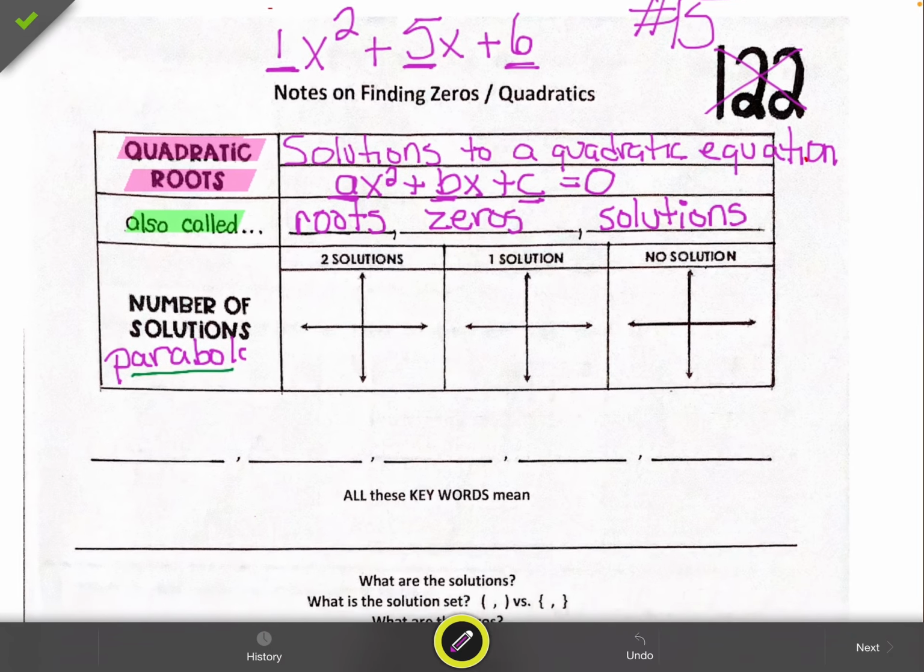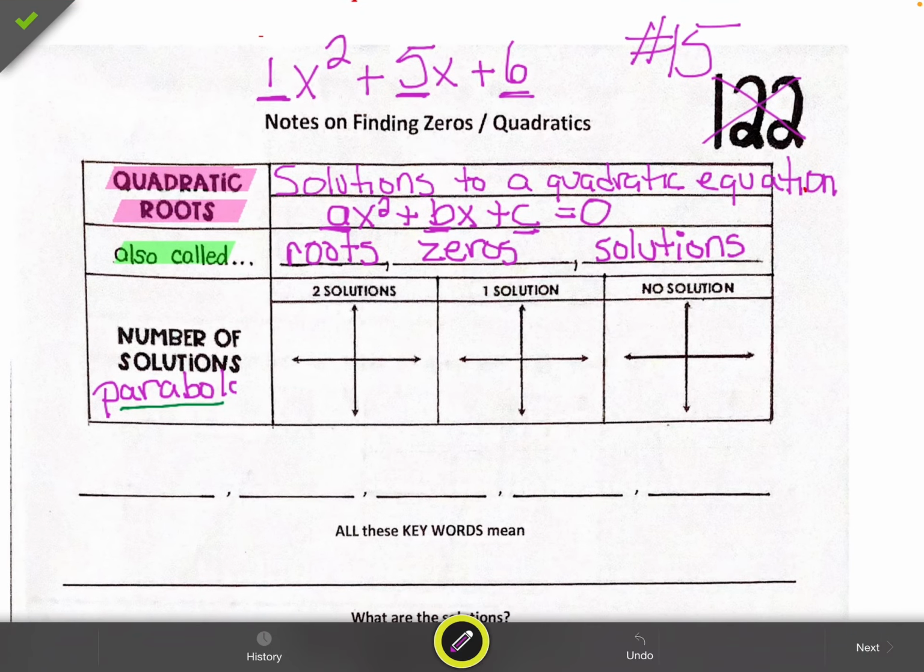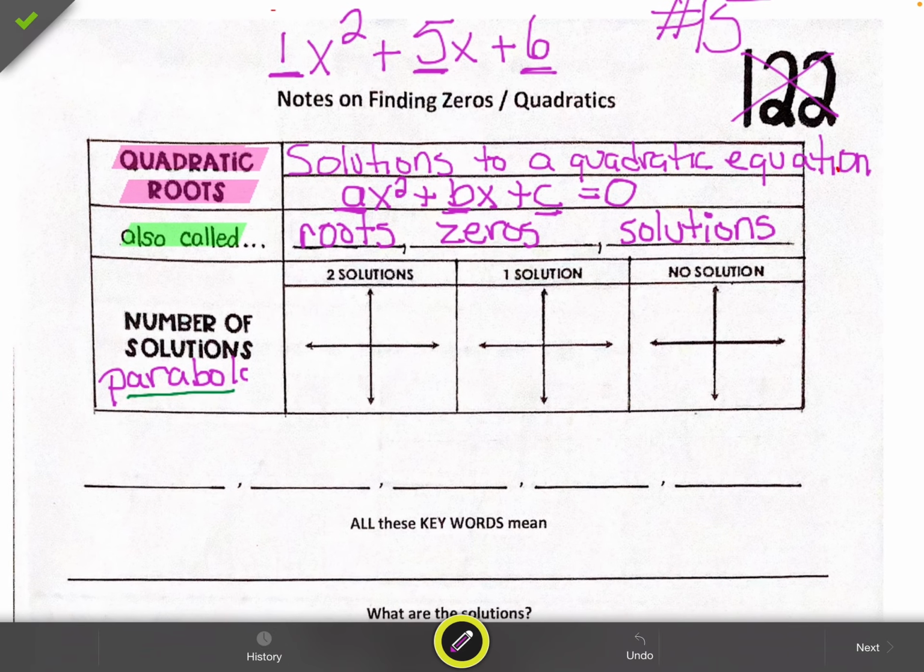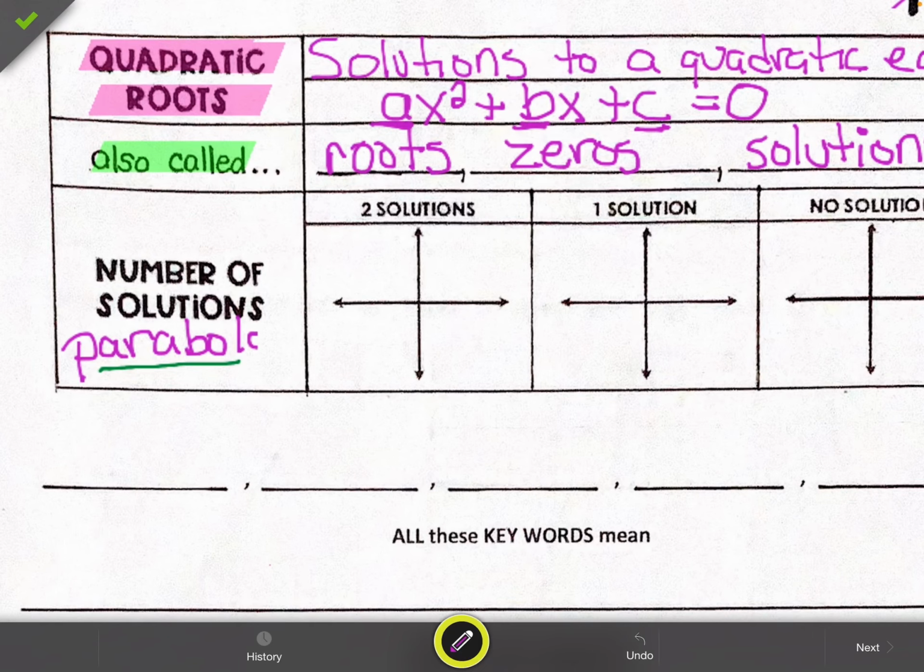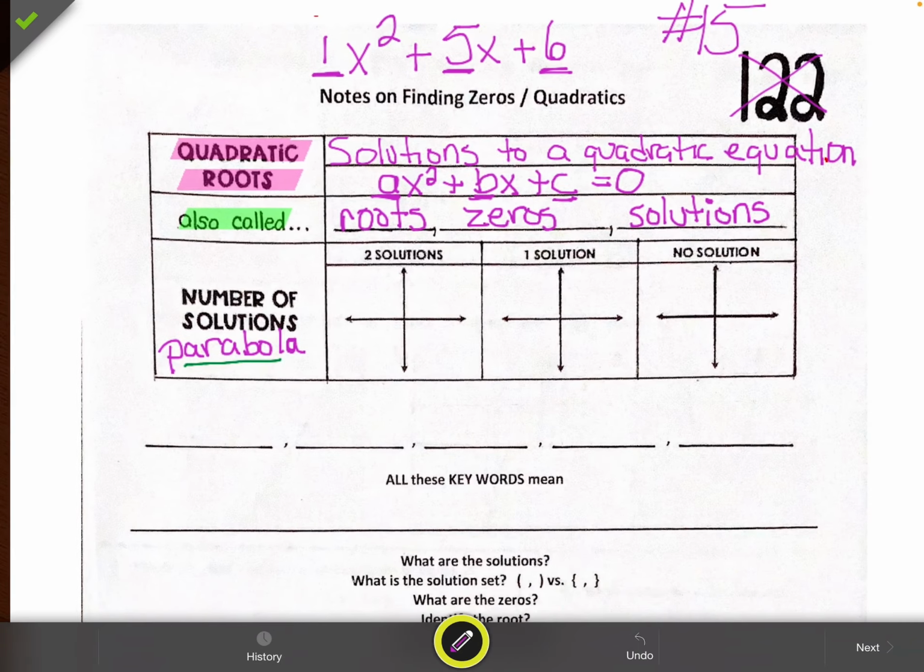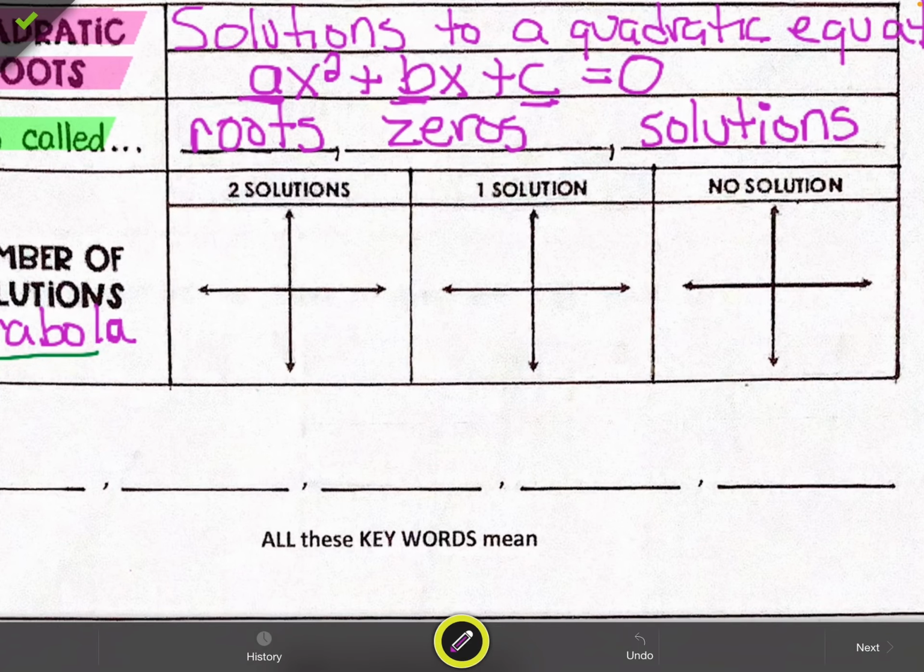All right, so with these quadratics, with these equations or graphs that we're going to look at, you're going to see that they are a parabola. Okay, and a parabola is just a U shape. When you graph it, it is a U shape. And so what you're going to see with your parabolas is one of 3 things happen. You can have 2 solutions, you can have 1 solution, or you can have no solution. And it's going to depend on the graph.